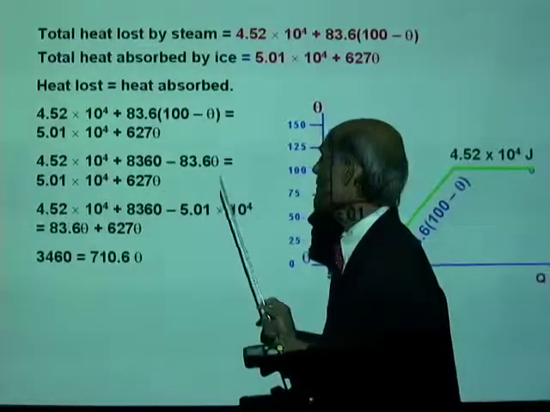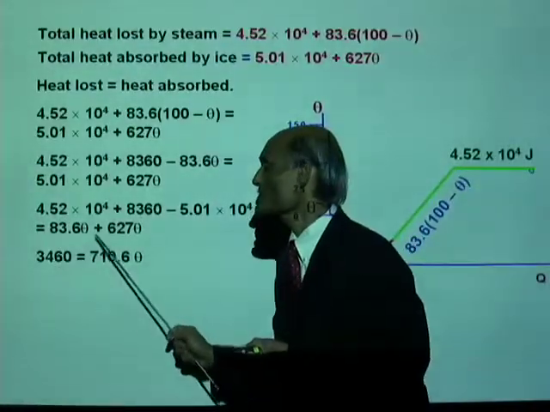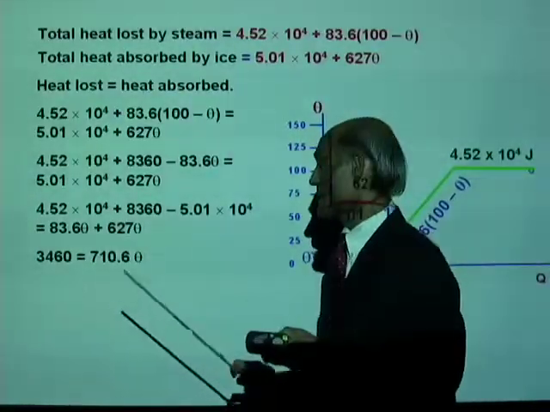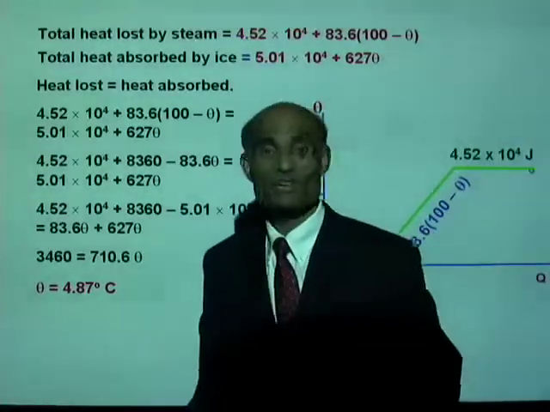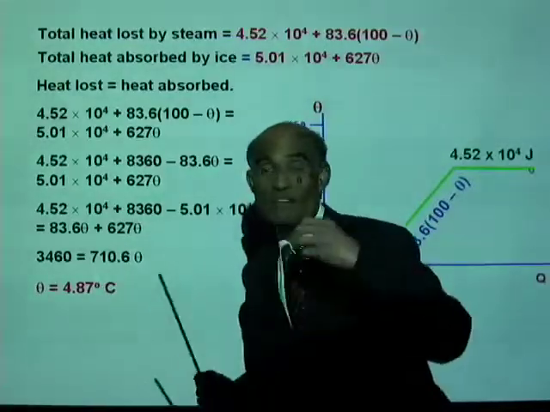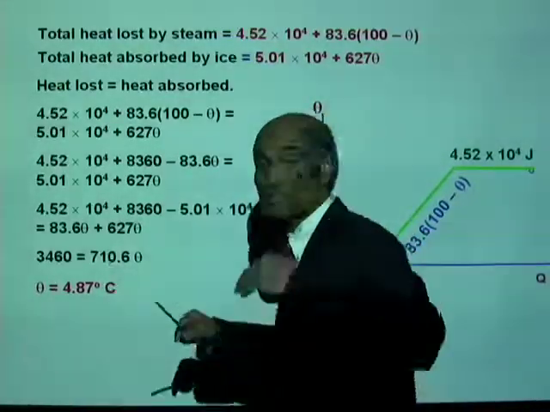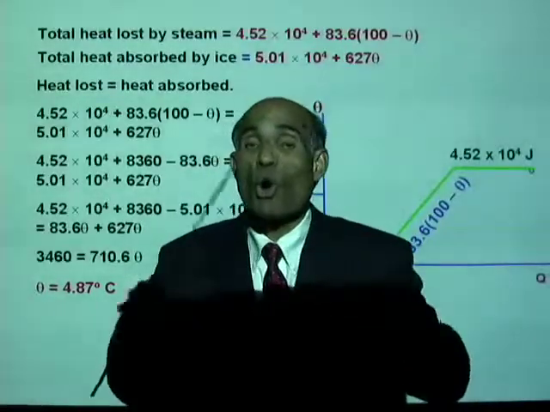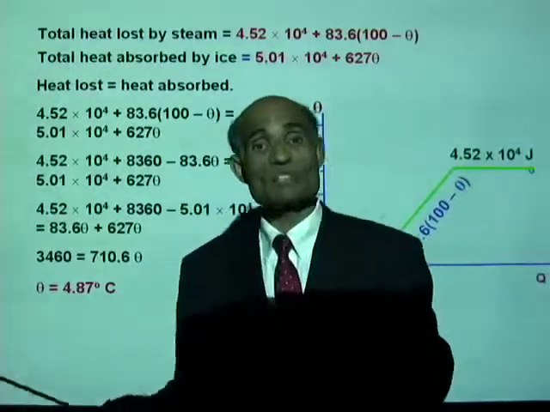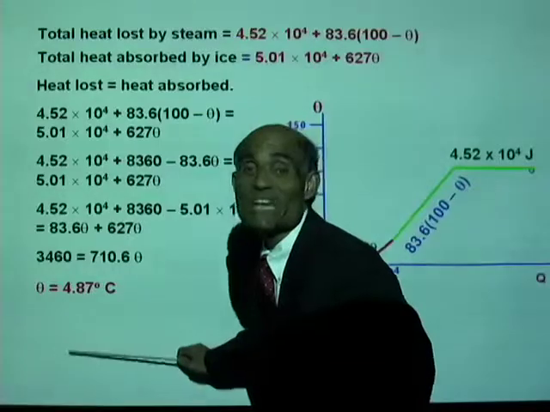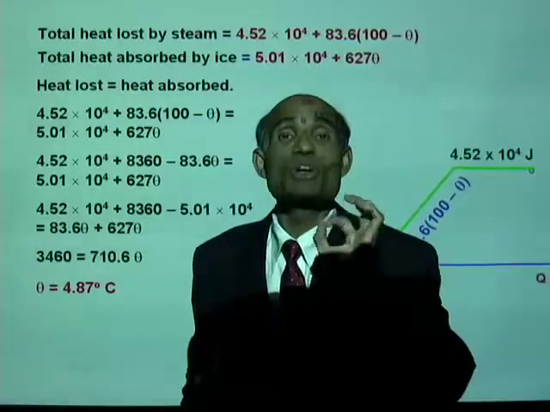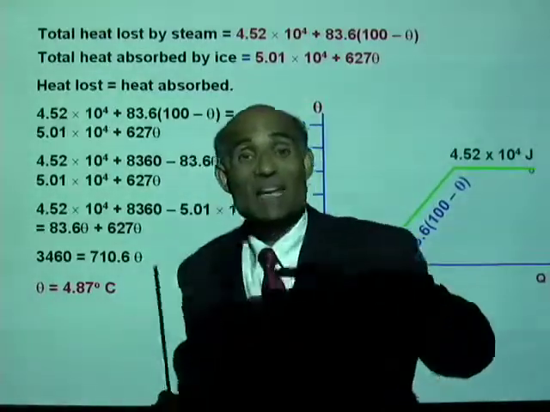And now simplify that. You get 3,460 equal to 710.6 theta, and therefore theta equal to 4.87 degrees Celsius. Well, because you got a value for theta as greater than 0, you can say all the ice has melted. If all the ice had not melted, you would have gotten a negative value for theta. And if you had a negative value for theta, your conclusion is not all ice has melted.